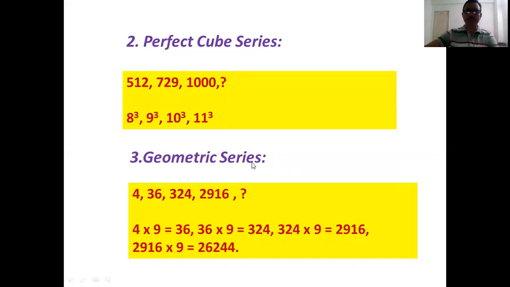Next type is geometric series. If you see from 4 to 36, how can we make 36 from 4? Like 4 multiplied by 9 is 36. And how can you make 324 from 36? 36 multiplied by 9 is 324. In the same way, 324 multiplied by 9 will be 2916. So I can say the next number will be 2916 multiplied by 9, that will be 26,244.